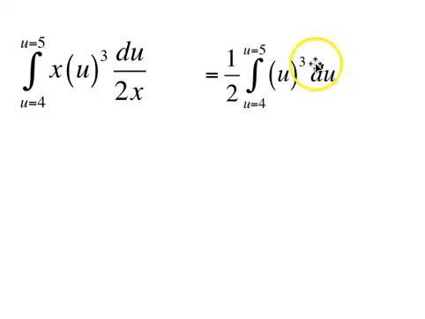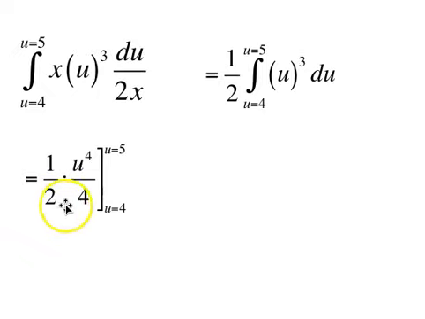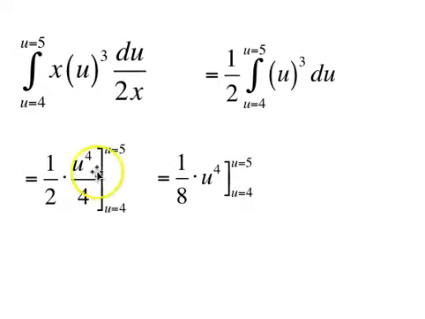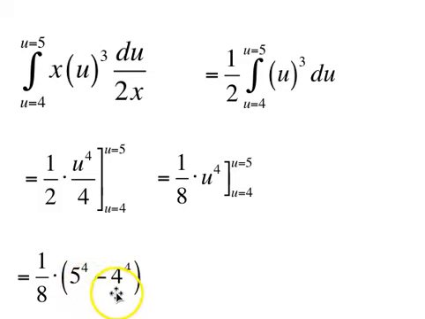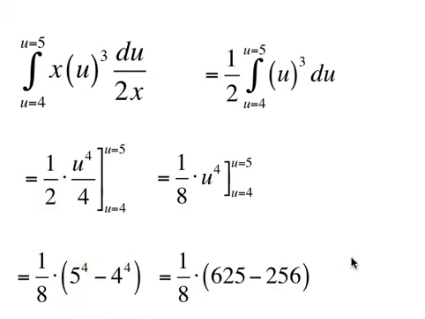The antiderivative of u to the third is u to the fourth over 4. And then we would plug in the endpoints and subtract. Now, how is that going to look? 1/2 times 1/4 is 1/8, u to the fourth as u goes from 4 to 5. So plugging in the endpoints, 1/8, 5 to the fourth, minus 1/8, 4 to the fourth, or 1/8, 5 to the fourth minus 4 to the fourth. Pull out a calculator, 1/8, 625 minus 256. We get an answer of 369 divided by 8 when we go ahead and do that.